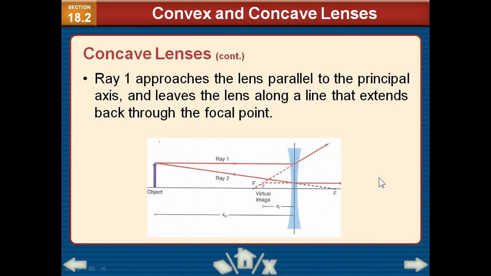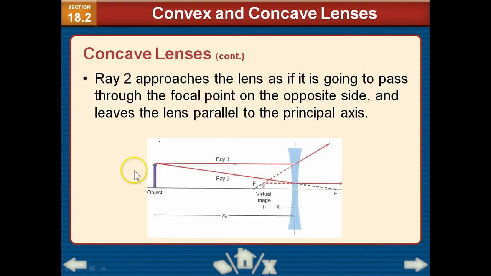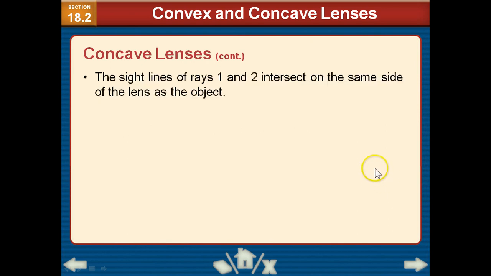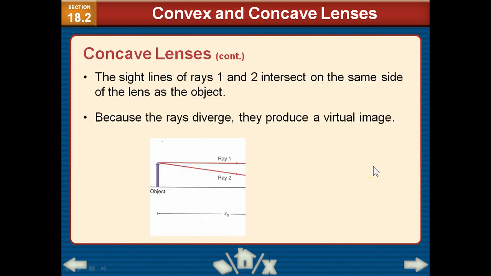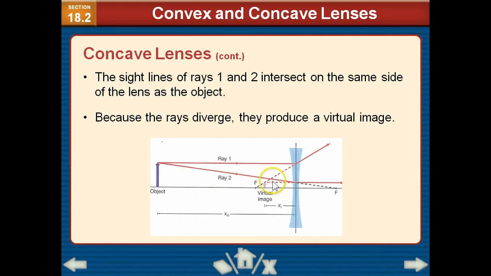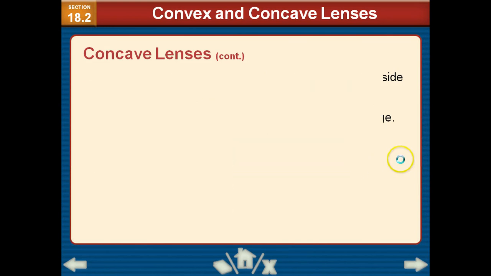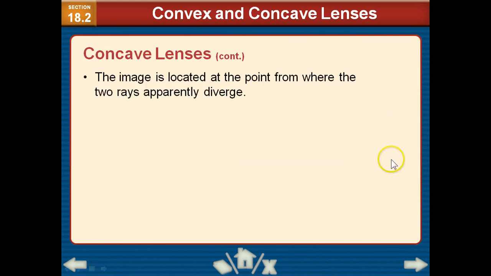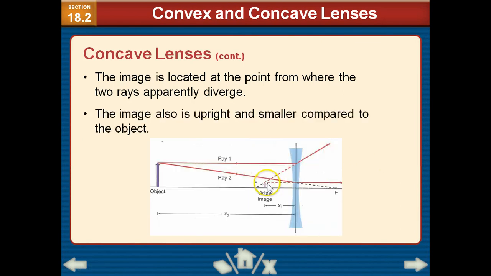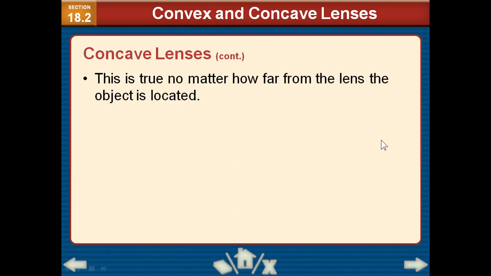Again, this is just going to walk you through the rays. If you want to read through this, you can see what it's talking about with the rays. Ray 2, again, is the one that would have passed through the focal point on the far side, and comes out parallel. And if you sight those back, you can see where the image would have formed, and it produces a virtual image. The image is located at a point from where the two rays apparently diverge. The image is upright and smaller compared to the object. This is true no matter how far the lens is from the object.